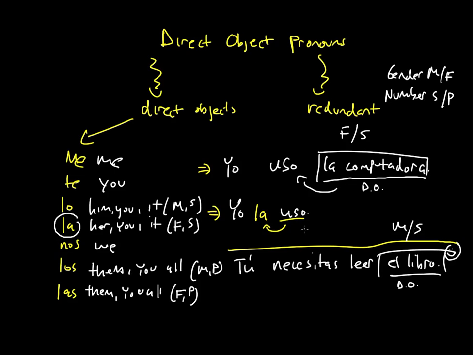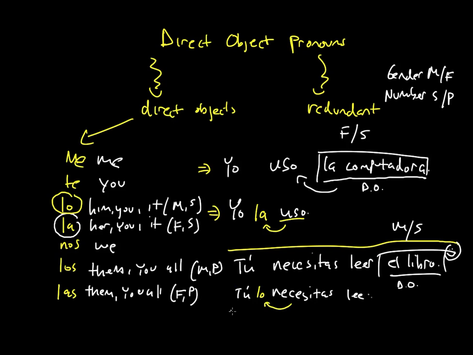So now we're going to substitute. So tú necesitas leer. Now the question is, where are we going to include this lo, which is the direct object pronoun that replaces el libro? Well, in this case, we can put it before the conjugated verb: tú lo necesitas leer.